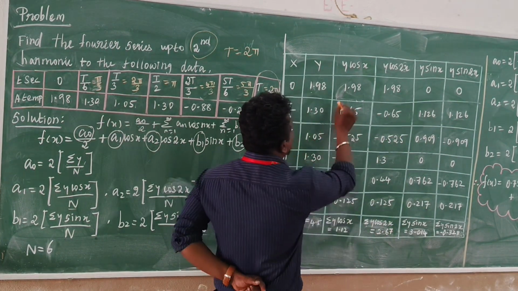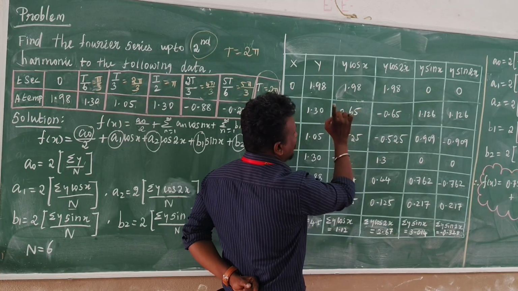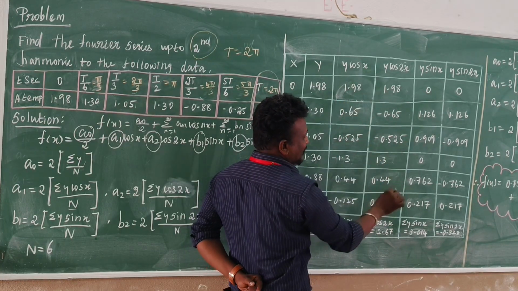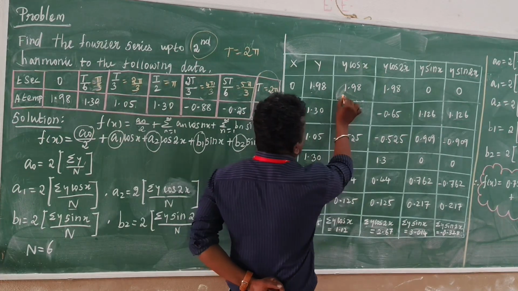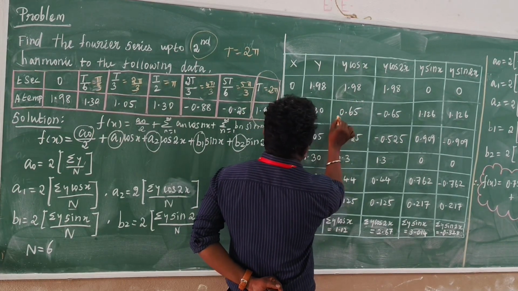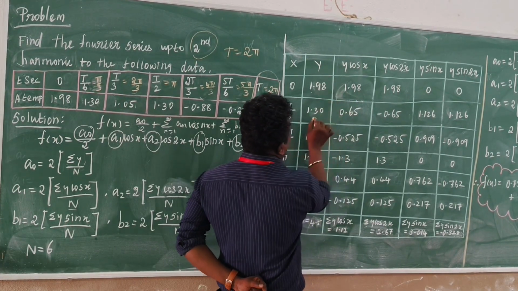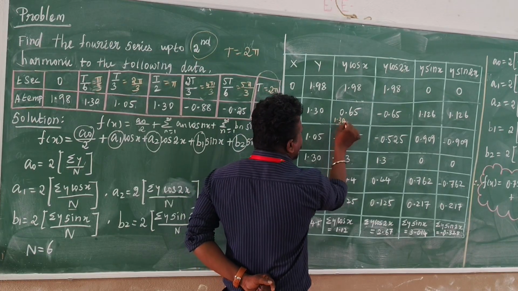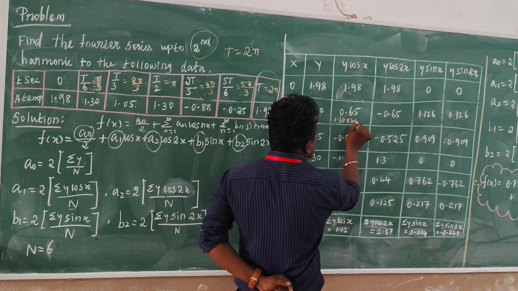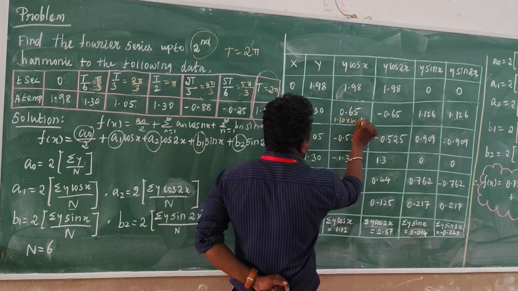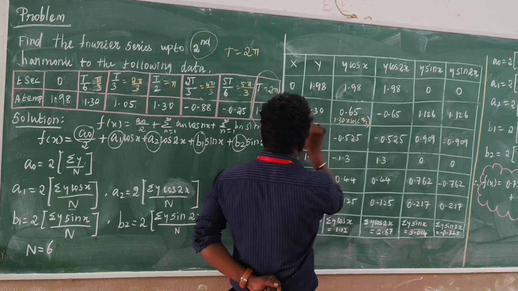It is very easy. I will explain only one square value; the remaining values can be obtained in the same way. Here I want to check this one. What is the value of y? It is 1.30 into cos, and you have to use the bracket, where x is pi by 3.